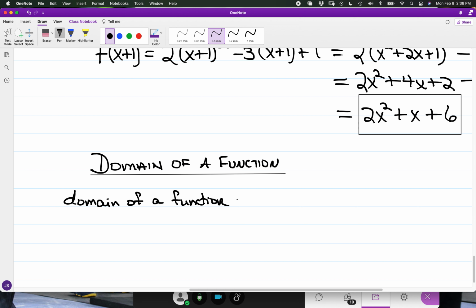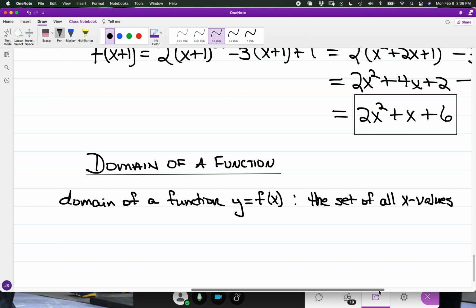And again, we'll just identify the function as y is equal to f of x. Now, for the domain of a function, y is equal to f of x, you have the set of all x values. Now, when we looked at the sets of ordered pairs, the x values were already laid out.